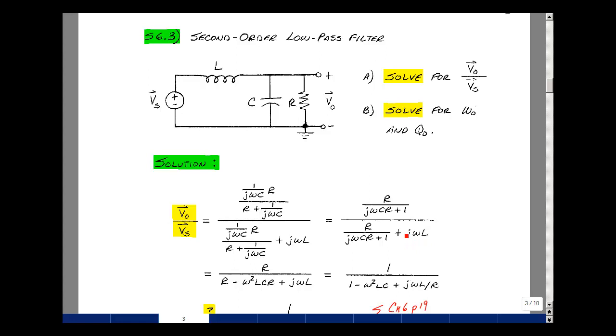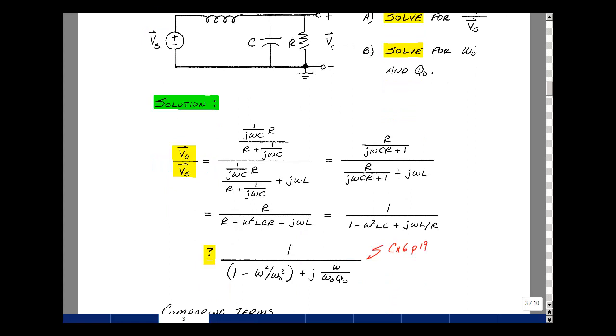I'm going to get j omega L times j omega CR. I get a j squared, which is a minus sign, and an omega squared, and then an L, and then a C and an R. And multiplying this term by this, we just get j omega L. Let's divide numerator and denominator to get it to look like the general form we found in Chapter 6, page 19. Dividing by R, I have a 1, and a 1 here. And then I've got minus omega squared LC cancels with the R, and then I have j omega L divided by R. Now, is that the form of a second-order low-pass filter?